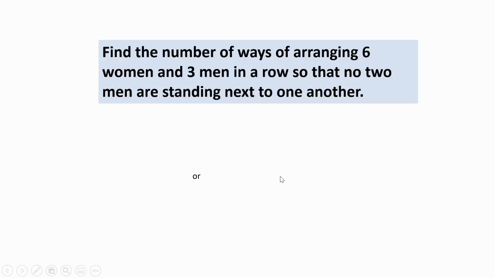Okay, so this type of question is asked quite often these days. Find the number of ways of arranging 6 women and 3 men in a row so that no 2 men are standing next to one another. Okay, so out of the 3 men, no men are allowed to stand next to each other. So the trick with this question is, if they've asked for no men next to one another, you go to the women and you separate the women and you put a spot where a man can go.